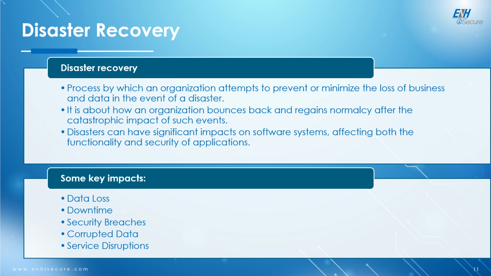So another one is disaster recovery. So what is disaster recovery? It is a process by which an organization attempts to prevent or minimize the loss of business and data in the event of disaster. It is about how an organization bounces back and regains normalcy after the catastrophic impact of such events. So disasters can have significant impacts on software systems, affecting both functionality and security of applications. Some of the key impacts are data loss, downtime, security breaches, corrupted data, and disruptive events.